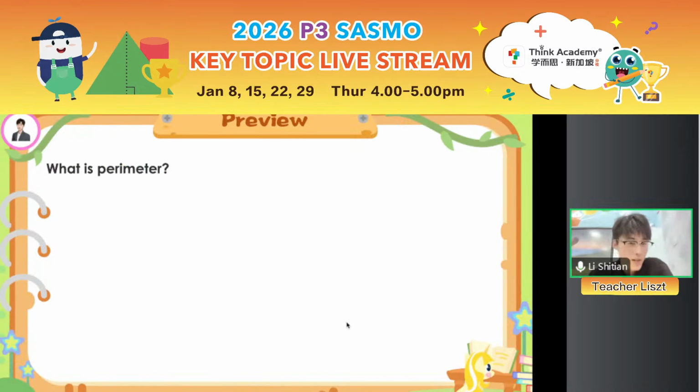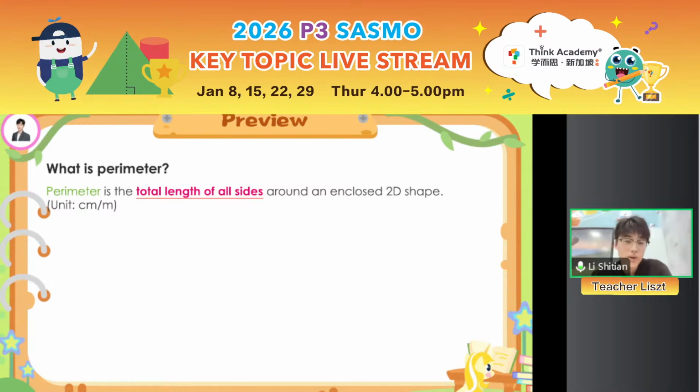What is the parameter? Do you guys still remember the concept of the parameter? Parameter is the total length of all sides around an enclosed 2D shape, right? For example, like a triangle here. Can you find the parameter of it? Of course, right? Use how long this side is, plus this side, and so on. Then we know the parameter of it. But what if the shape is like this? Can you find the parameter of it now? No, right? Because it is not an enclosed 2D shape. So we can only find the parameter of an enclosed 2D shape, which is the total length of all sides. One thing, don't forget the unit, okay? The unit for the parameter is cm and m.